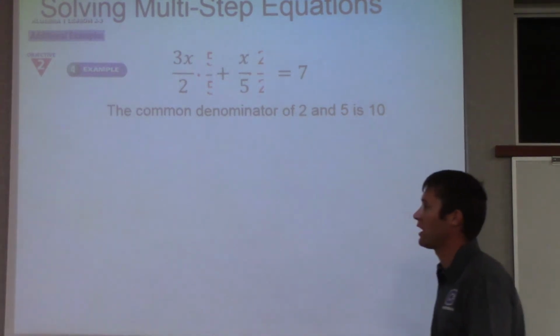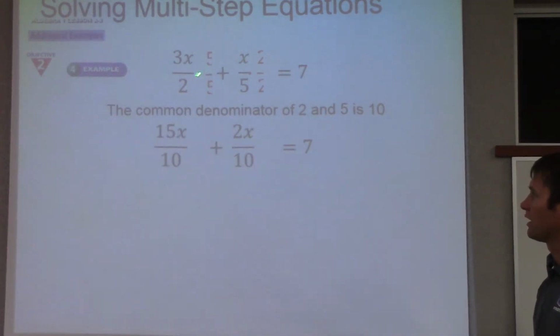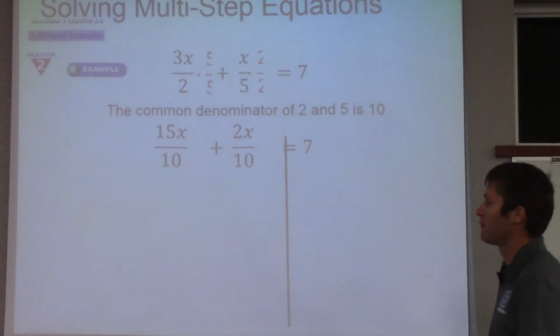So 3 times 5 is 15. 2 times 5 is 10. 2 times x is 2x. 2 times 5 is 10. Draw your river, and now we can combine like terms.